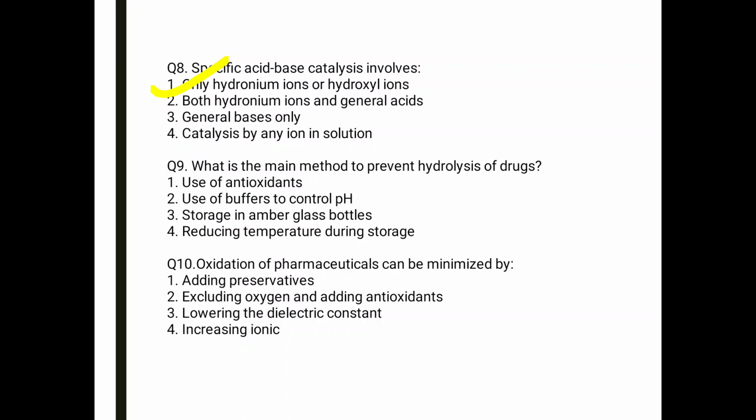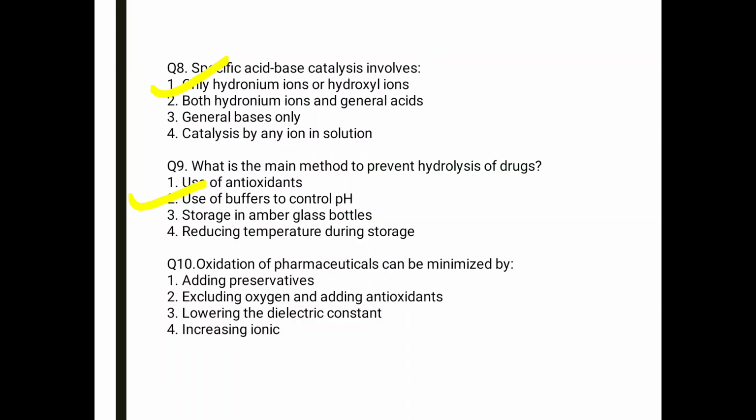Next, what is the main method to prevent hydrolysis of a drug? First, use of antioxidant; second, use of buffers to control pH; third, storage in amber glass bottles; and fourth, reducing temperature during storage. Use of buffers to control pH prevents hydrolysis of the drug. Antioxidants prevent oxidation.